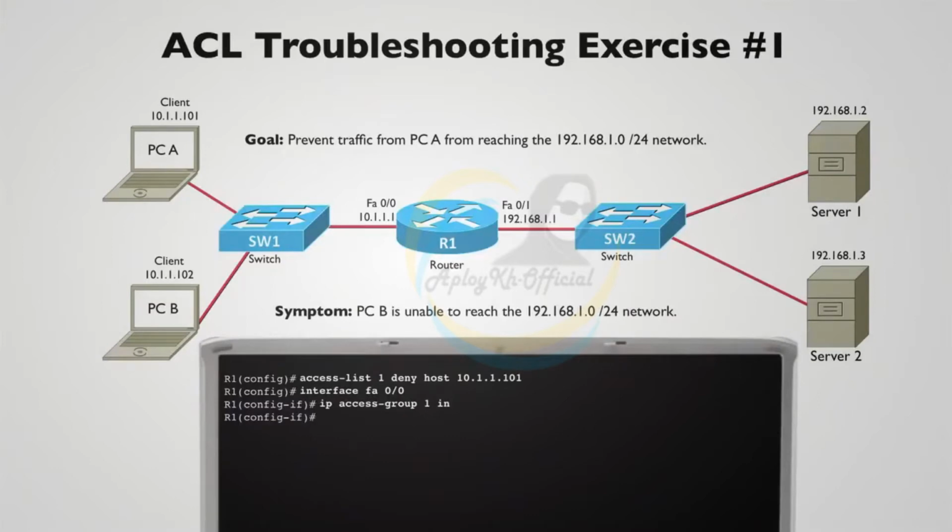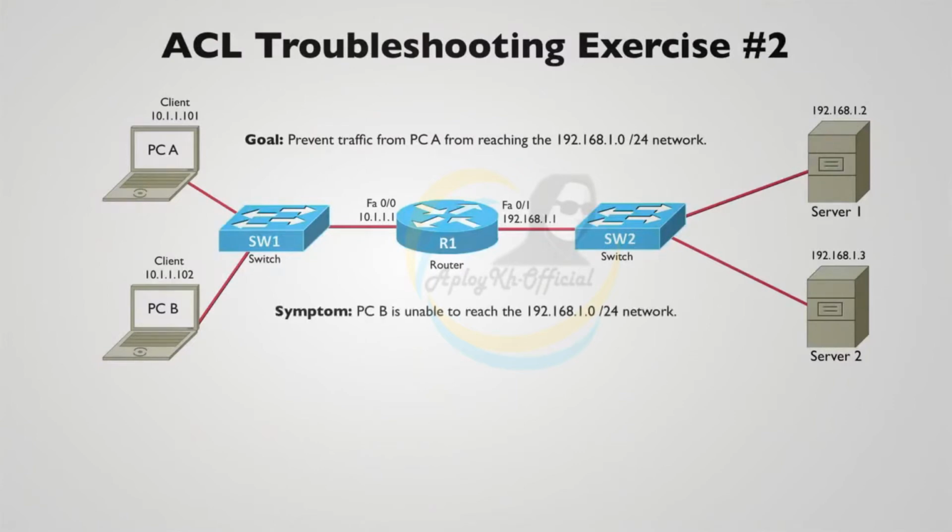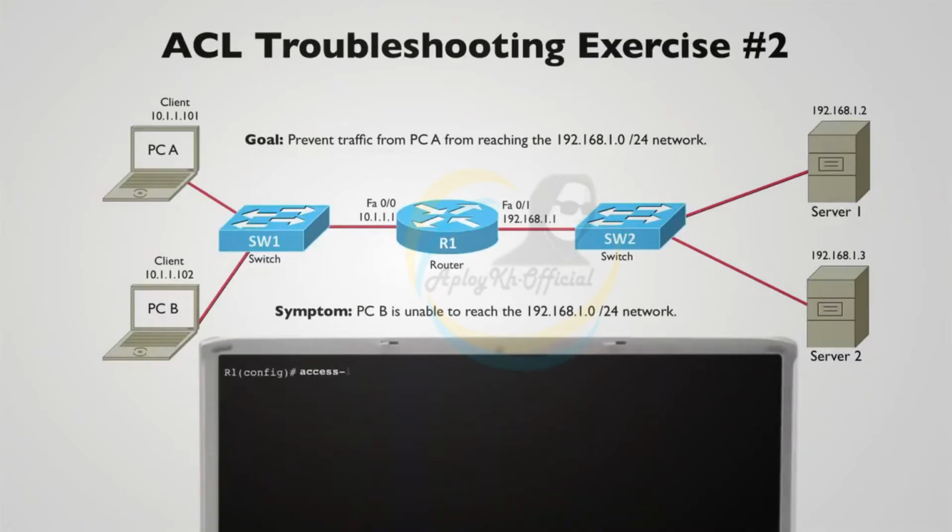Let's take a look at a second scenario. This scenario has exactly the same goal and the same symptom. PCA should not be able to reach the servers and PCB should be able to reach the servers, but the same symptom we had last time, PCB still is unable to reach the 192.168.1.0/24 network. Let's see if the configuration is any different from last time.